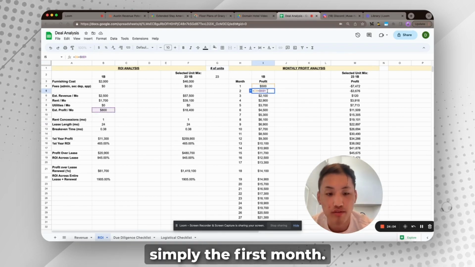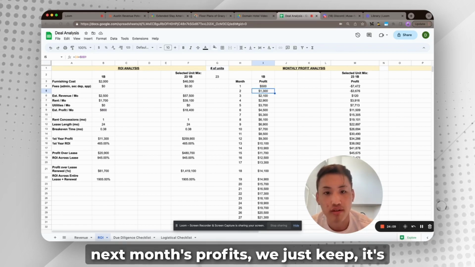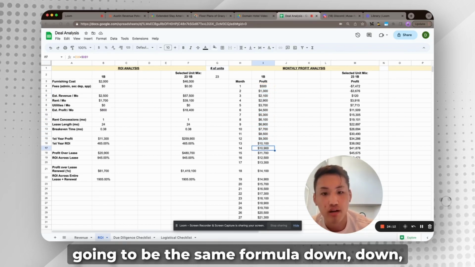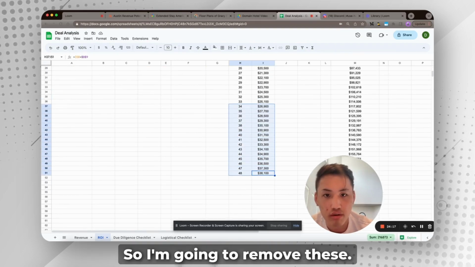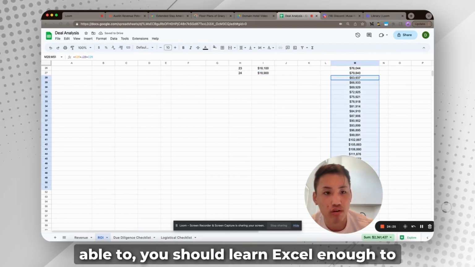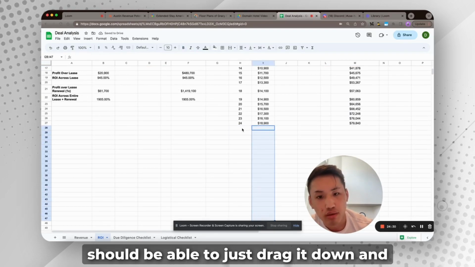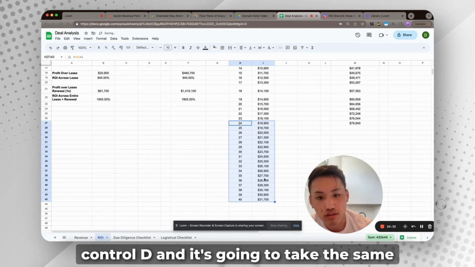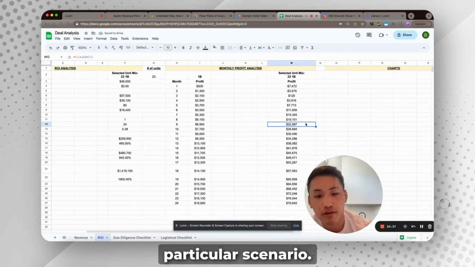And then obviously the second month is going to be more straightforward. It's just going to be simply the first month. This is cumulative, right? So the first month's profits plus the next month's profits, it's going to be the same formula down, because it's cumulative profits. We're assuming a 2-year lease. So I'm going to remove these. When you guys use this, you should learn Excel enough to where you can adjust it, right? If there's a 48-month lease, then you should be able to just drag it down and Control D, and it's going to take the same thing over and over again. But I'm just tailoring this to my particular scenario.